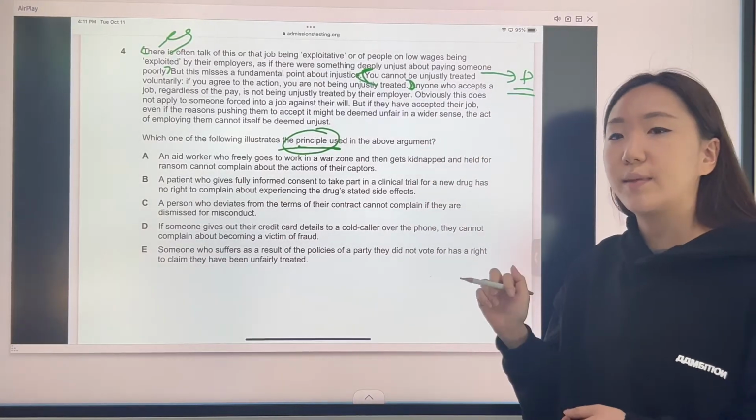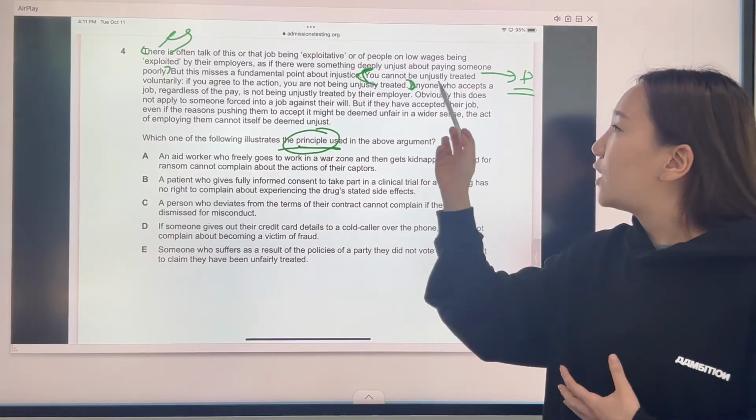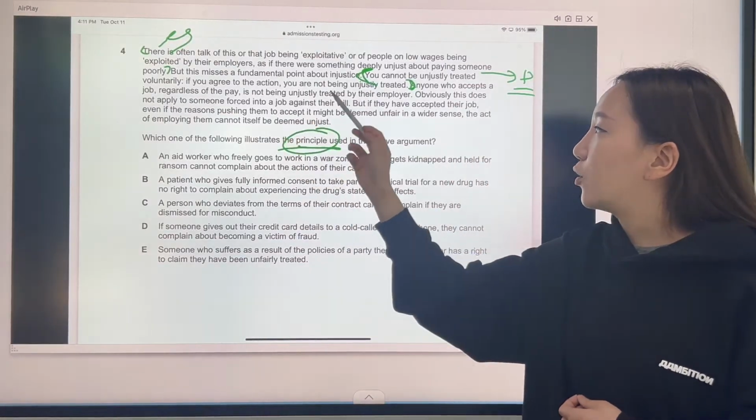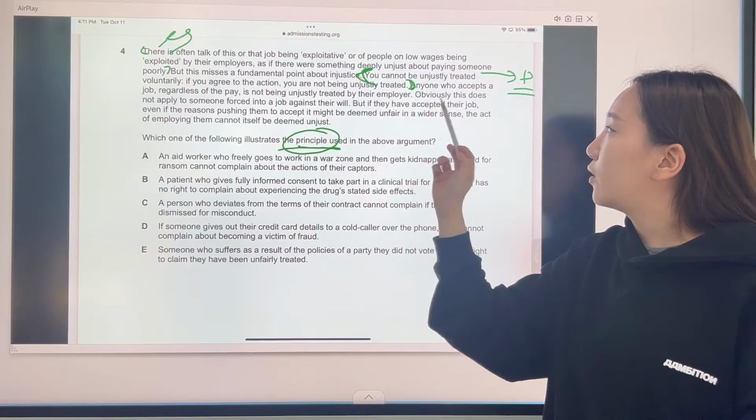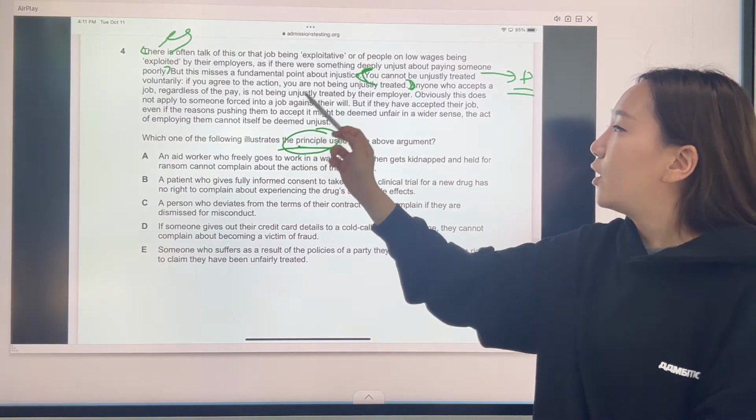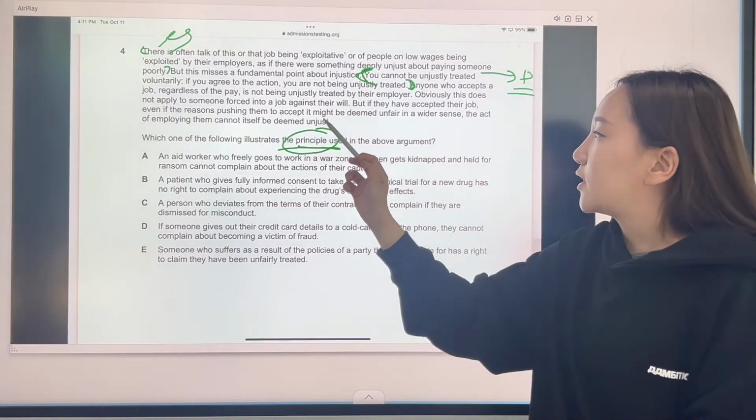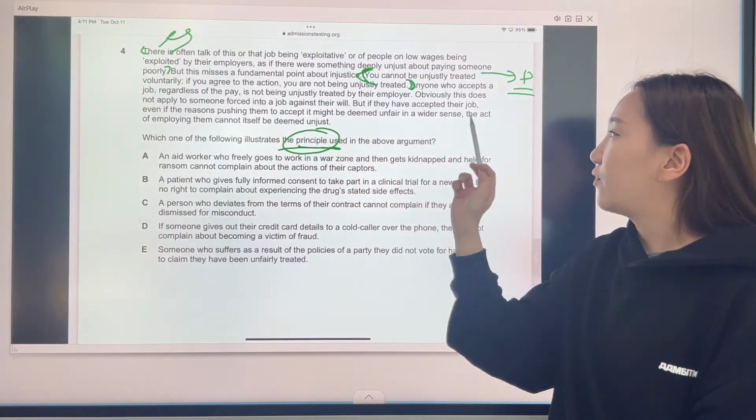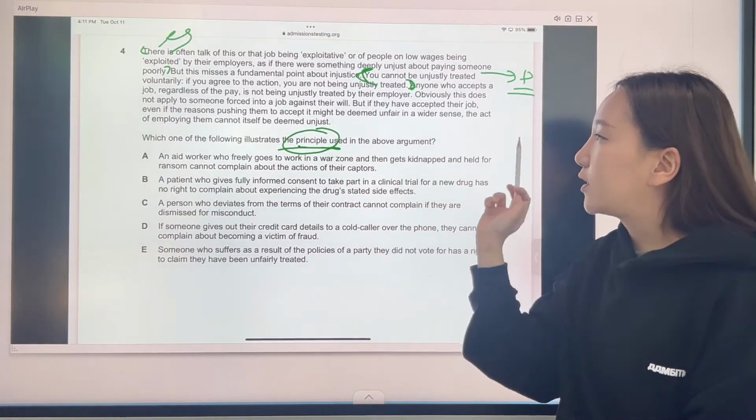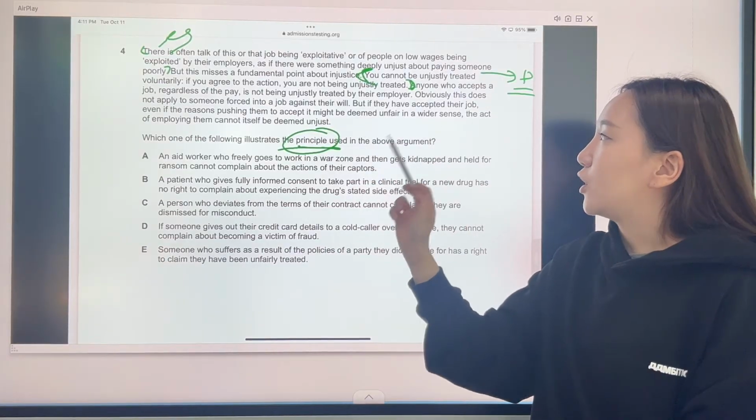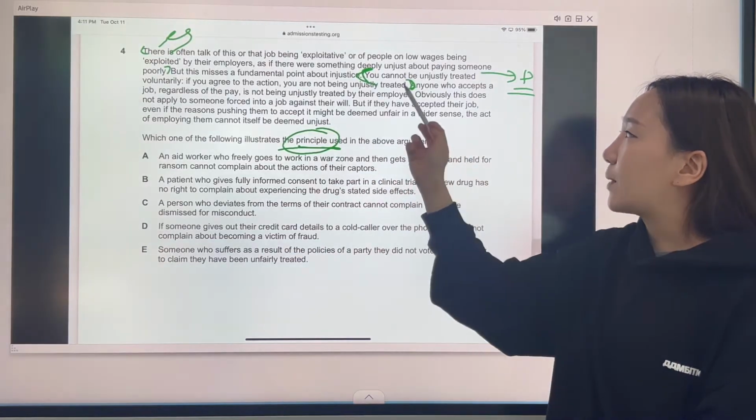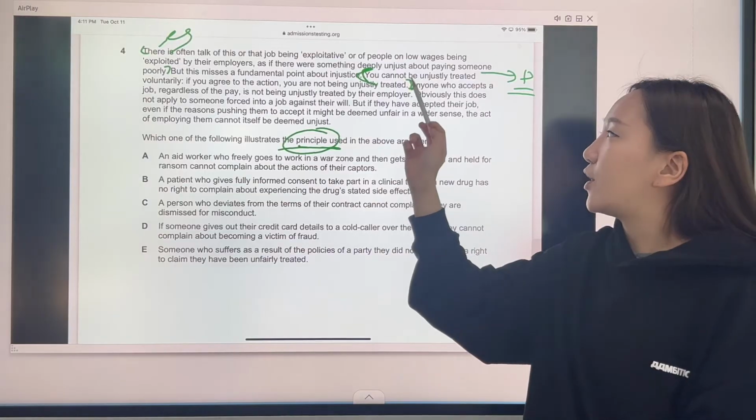Let's just read the rest to make sure that we've got the right one. Anyone who accepts a job regardless of pay is not being unjustly treated by their employer. Obviously, this does not apply to someone forced into a job against their will, but if they have accepted their job, even if the reasons pushing them to accept it might be deemed unfair in a wider sense, the act of employing them cannot itself be deemed unjust. As you can see, this is just expanding upon this sentence here. So this is the only important one.